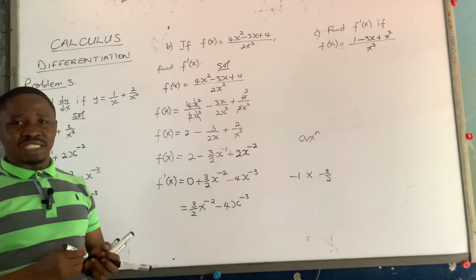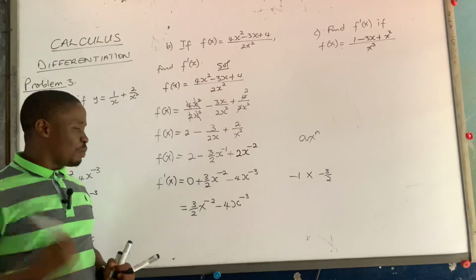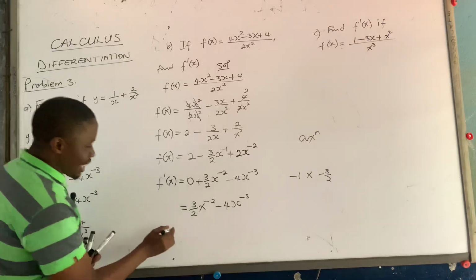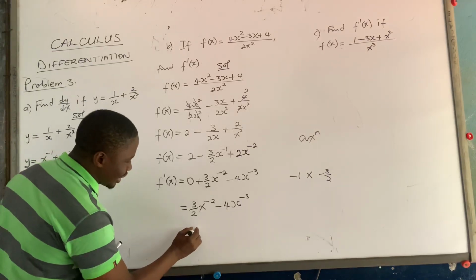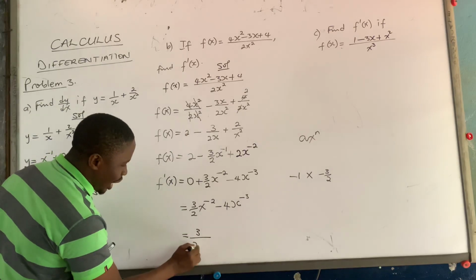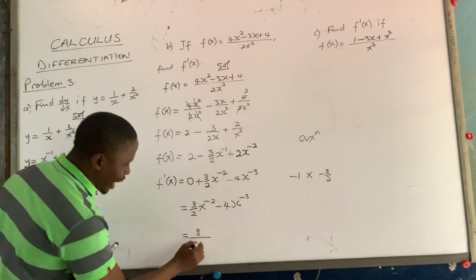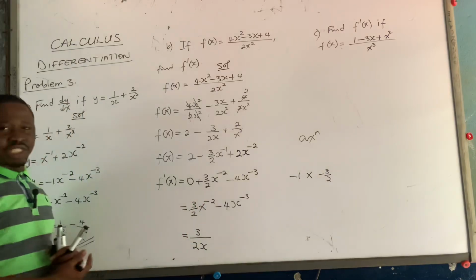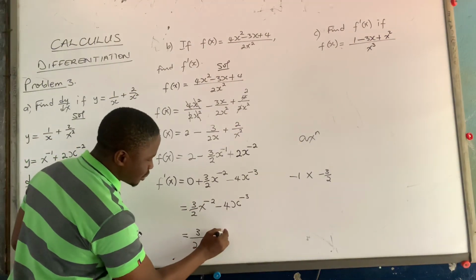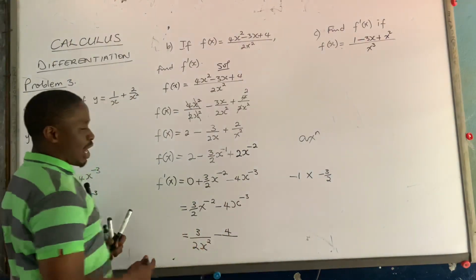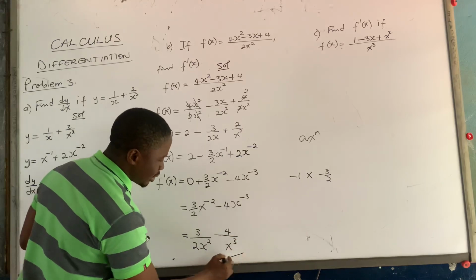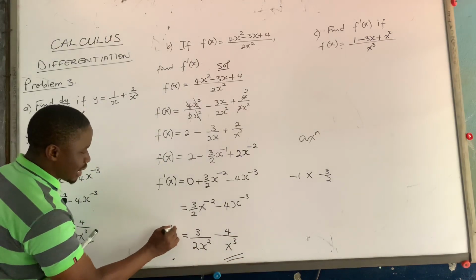Unless the examiner requires the answer with positive indices. So in that case we say 3, the x goes down, there is 2 down there. So when the x goes down, the sign of the power changes to the positive sign. So we say this. Minus 4, when x goes down, the sign of the power changes. x to the power 3. So this is the first derivative of x.